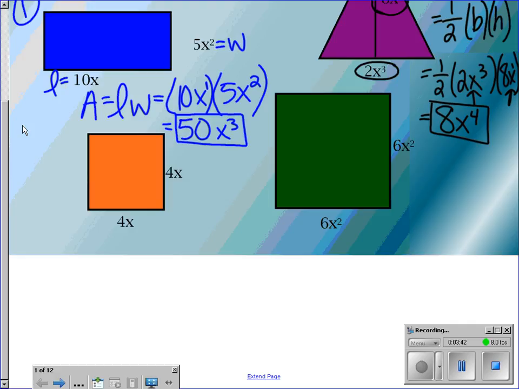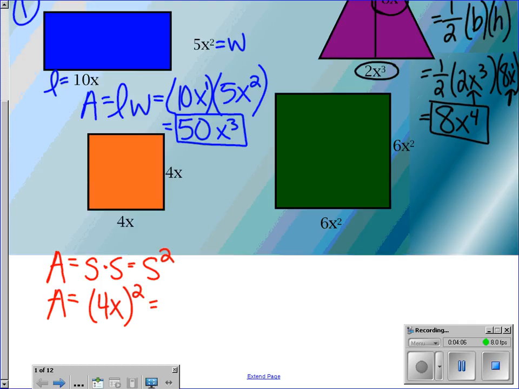Let's do the last two. What's the area of a square? Lawrence. Side times side or side squared. What is the side length in this figure? Somebody who hasn't answered yet. Aaliyah. 4x. So we take 4x, the whole quantity, and we square it. When we square that whole quantity, we have to square both parts in there. So we say 4 squared is 16, and x squared is just x squared.